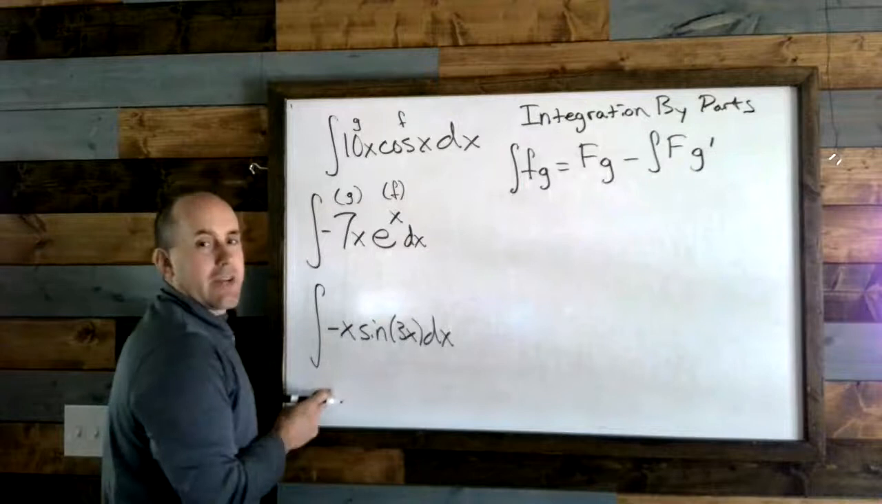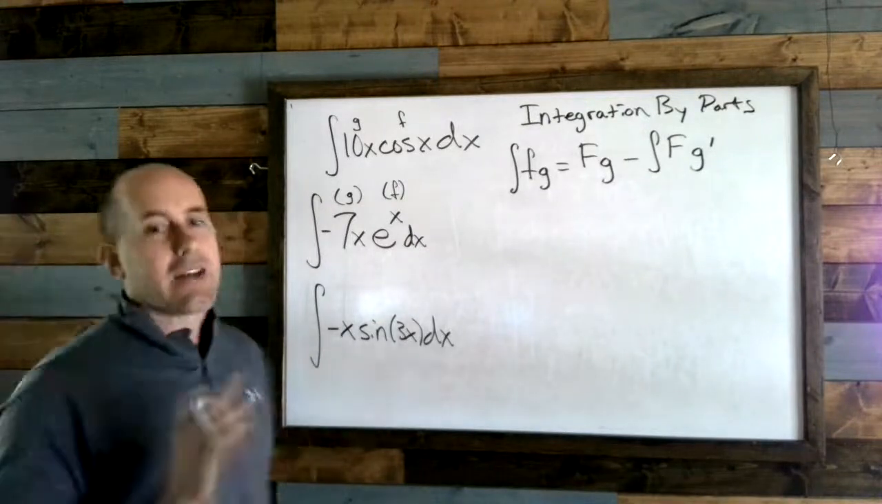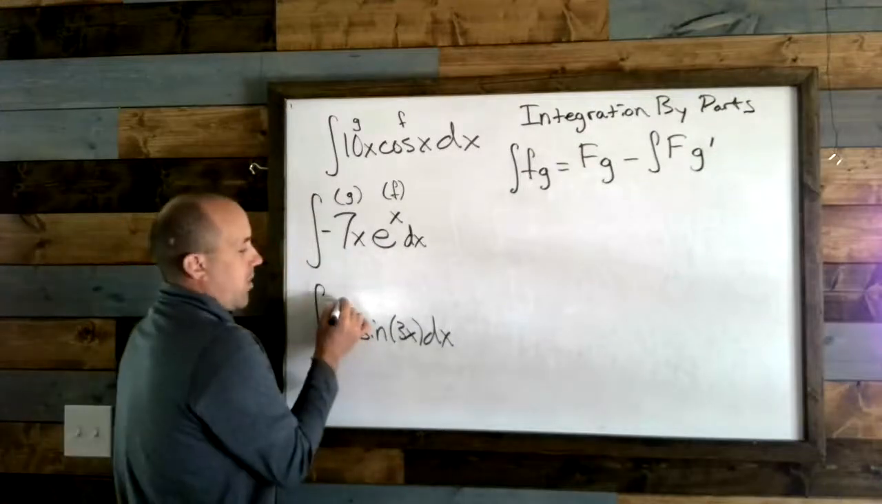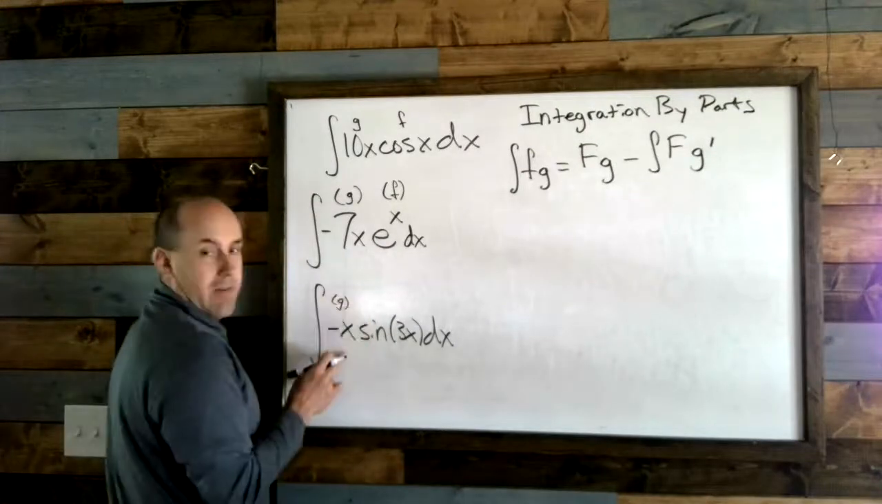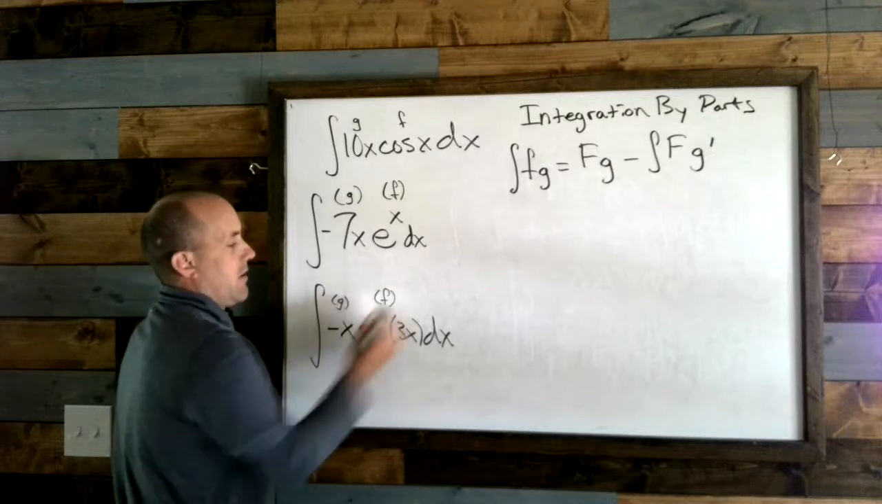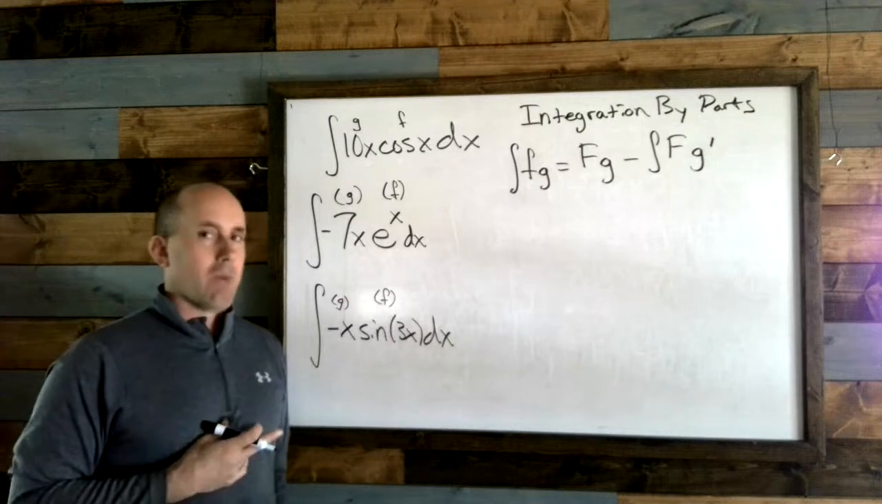We have the antiderivative of negative x sine of 3x dx. Again, not a super complicated problem, just a little bit of a step up. I'm going to again call this g because when you take the derivative of it, it goes away. I'm going to call this f. This is a little bit more involved.